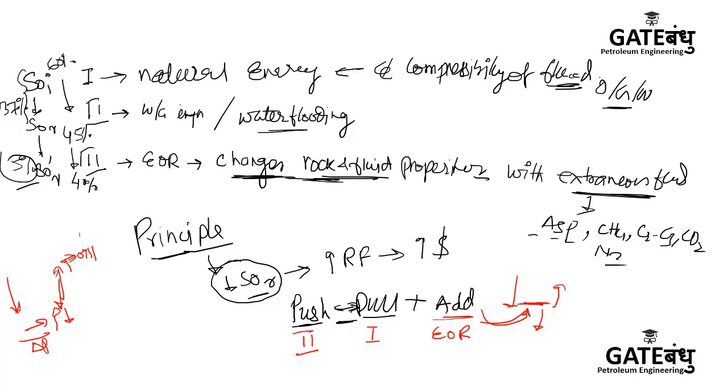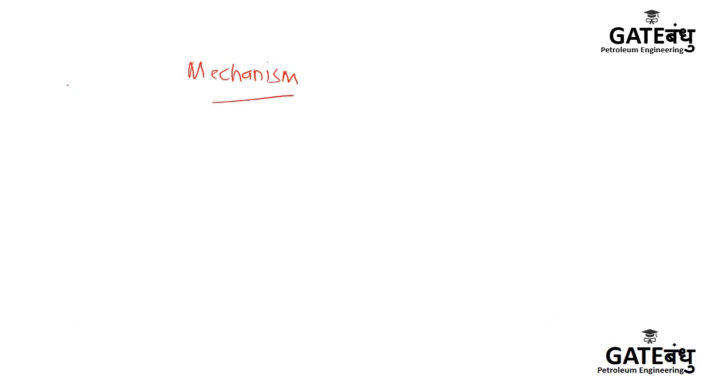Whenever that mobilization is there, there will be a reduction in the SOR value. So every idea, every process, every methodology that we explain in EOR is nothing but the reduction in the SOR value, and the mechanism or process will revolve around it. When it comes to the second part, that is mechanism, we explain the principle first and second is mechanism.